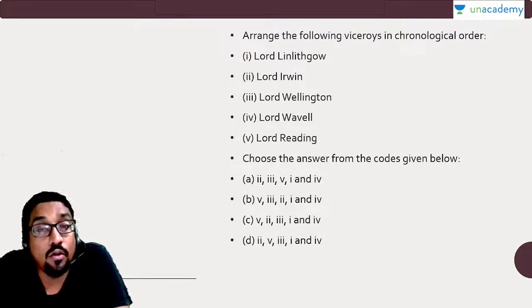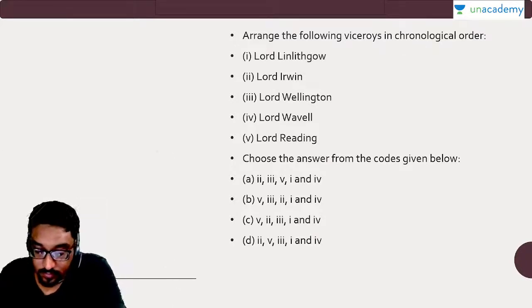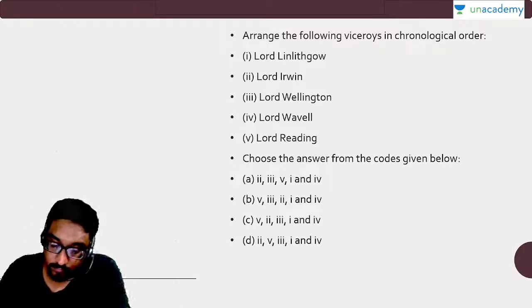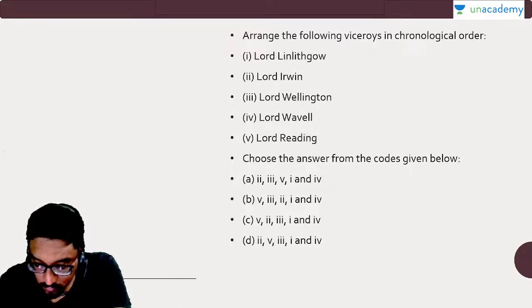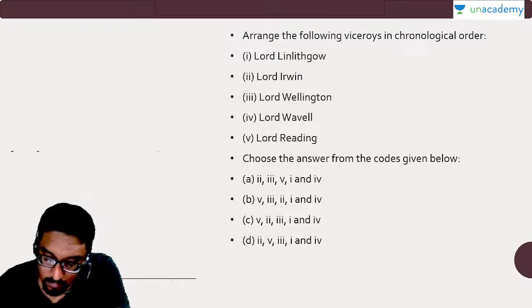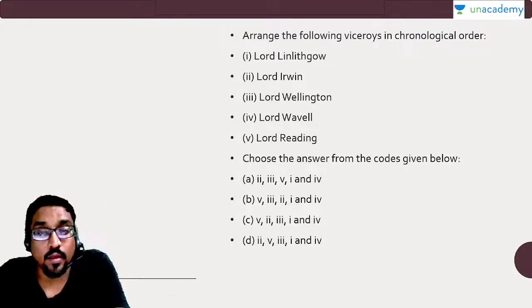Arrange the following viceroys in chronological order. Lord Linlithgow, Lord Irwin, Lord Wellington, Lord Wavell, and Lord Reading. The answer is C.